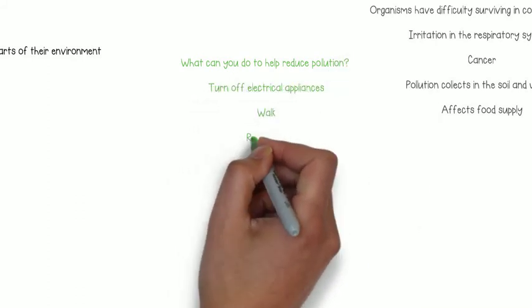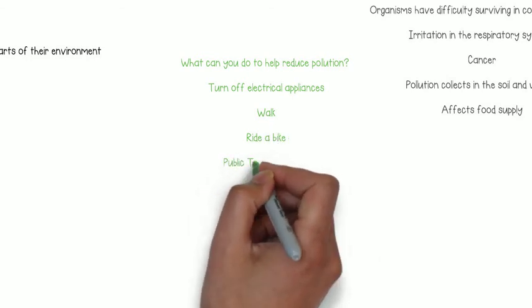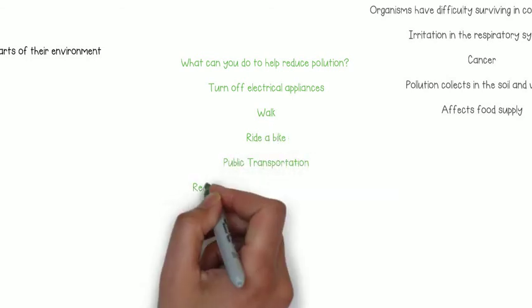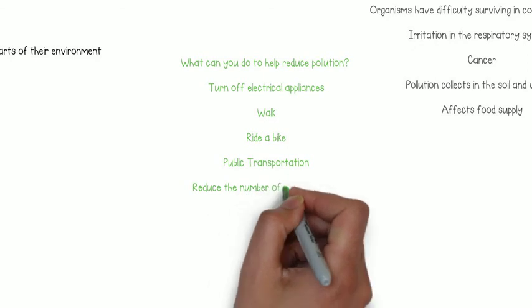For wildlife, the pollution collects in the soil and water. This affects the place where an organism lives. It can also affect food supply.